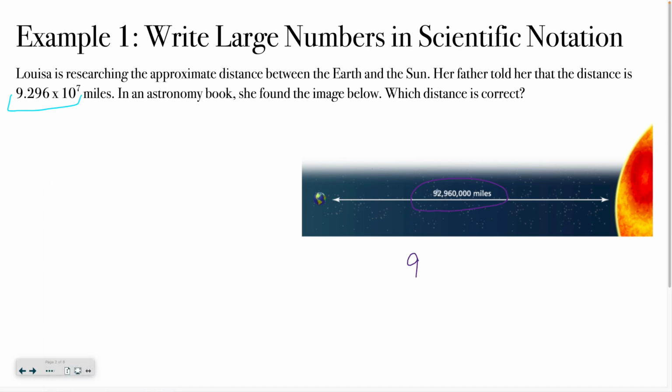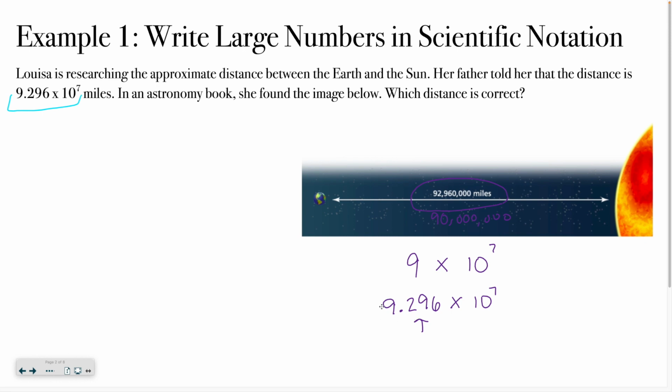So yesterday I would have made this a 90 million. We would have rounded it and said 9 times 10 to the, how many zeros are there? Well, there's 1, 2, 3, 4, 5, 6, 7. So yesterday, this would have been my answer. Today, it's slightly different. Instead of just saying 9, I'm going to put 9.296 times 10 to the 7th. So you do not change how you would write it other than including that decimal.